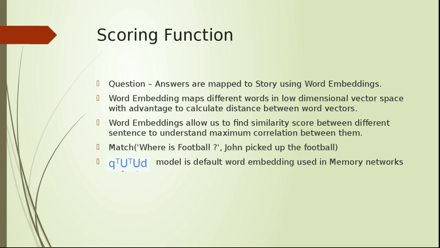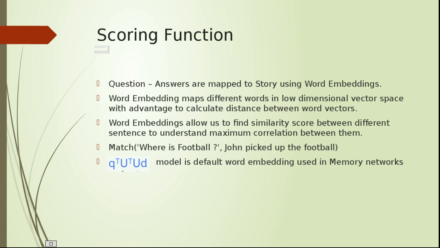Scoring functions are implemented using word embeddings. Word embedding embeds a lot of words into low dimensional vector space. And the advantage of mapping those words into low dimensional vector space is we can calculate the distance between word vectors. So for example, here you can see the question where is football and the sentence is John picked up the football. So the scoring function will take the question, find it from the memory and see what is the correlation between these two. By default, the word embeddings used are Q transpose, U transpose, UD, where Q is the question, D is the answer, and U is the matrix by which the word embeddings are obtained.